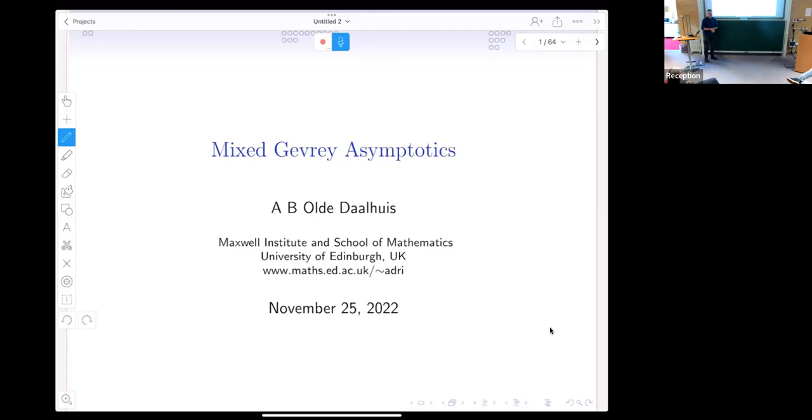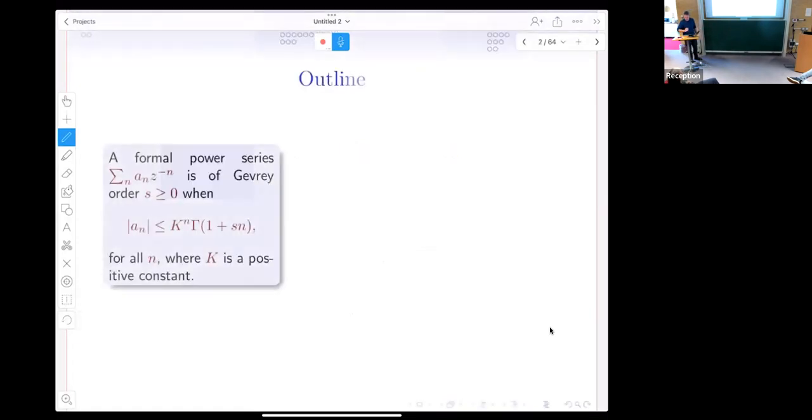This is based on a paper that I wrote probably more than a decade ago, but yeah, I had several discussions with people here about both mixed Gevrey, but also about the growth of coefficients in asymptotic expansions. How can you actually really compute the growth rate? And there are two things here. Maybe let's go to the next slide already.